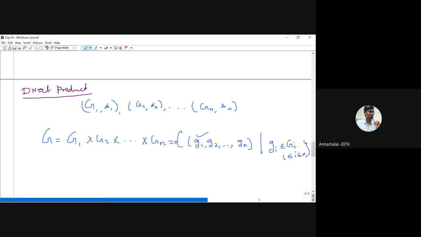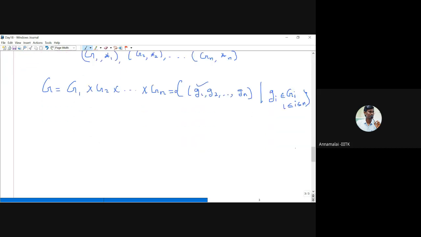Now this is a set. In this set we define a new operation star, which is term by term operation. Suppose we take an element (g1, g2, etc., gn) in G. Suppose we take another element, say (h1, h2, etc., hn). So we take two elements in the group G, but now the operation star is defined to be term by term multiplication.